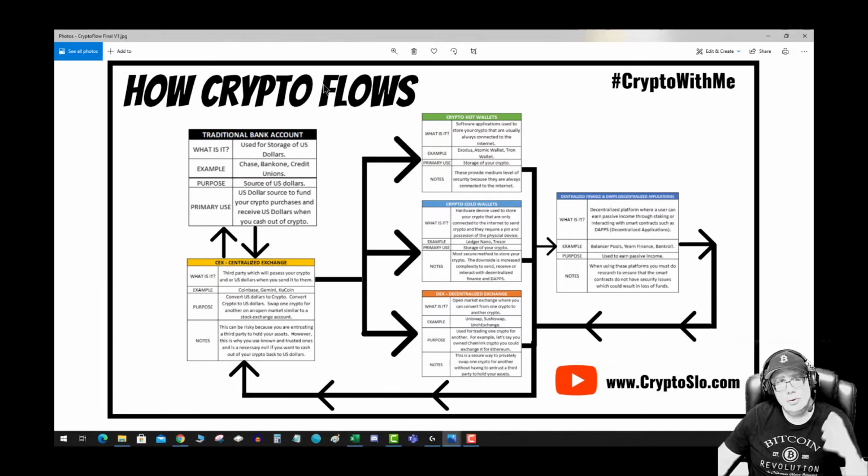So this is the big overview, and then we're going to look at each item individually. First, we have the traditional bank account. Then we have what is called a CEX, centralized exchange, crypto hot wallets, crypto cold wallets, decentralized exchange, decentralized finance, and dApps, which are decentralized applications. First and foremost, let's talk about the traditional bank account.